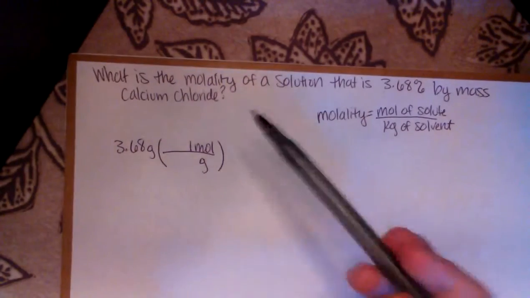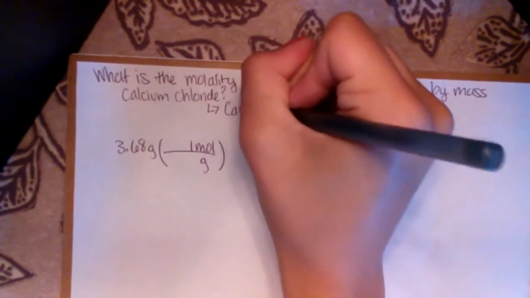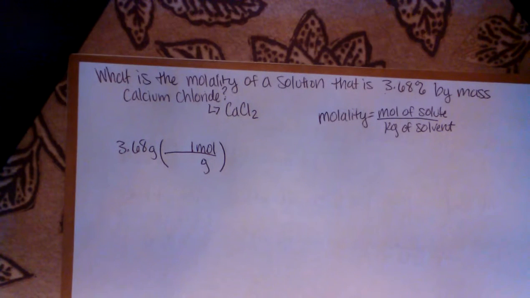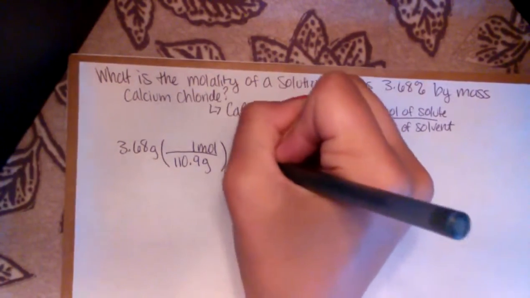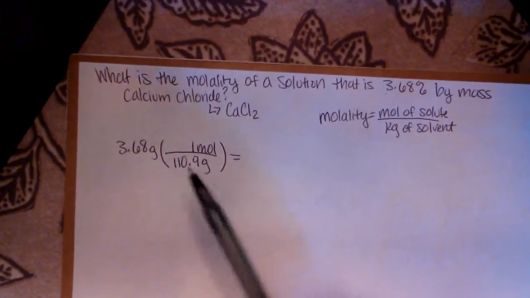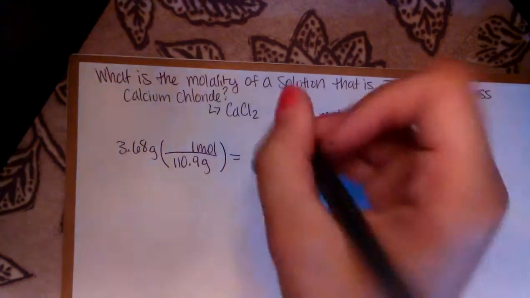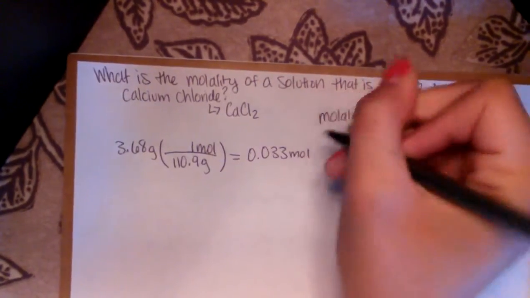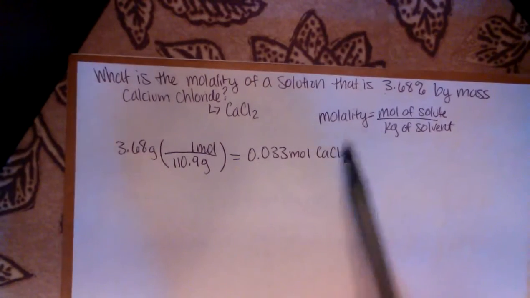And so first of all, what is calcium chloride? Calcium chloride is CaCl2. So then you will find the molecular weight of CaCl2, which is 110.9, and then you solve by multiplying these values, or essentially 3.68 divided by 110.9, you are going to get a value of 0.033 moles of CaCl2, or calcium chloride. So this value will then be plugged in here.